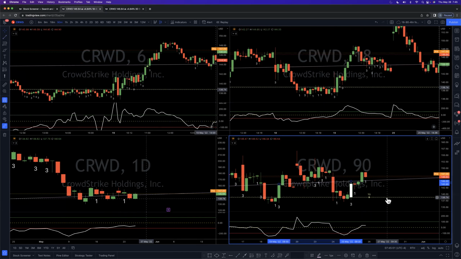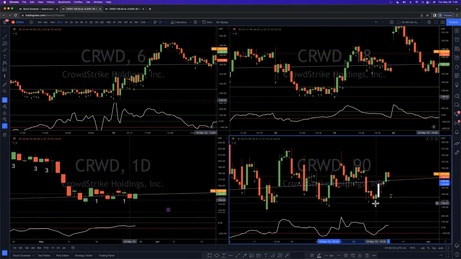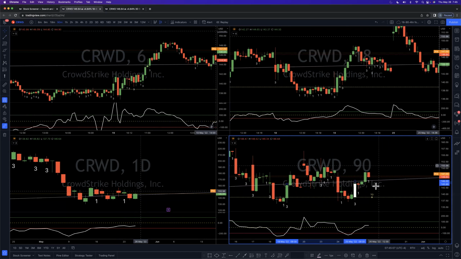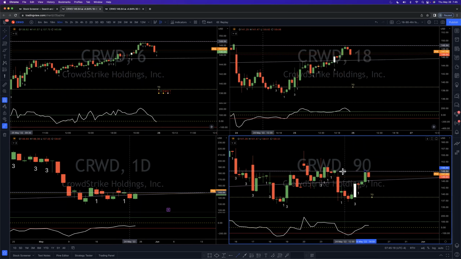So I'm going to draw this way. And so we definitely want price to go, if price is going to go higher, it's got to stay above this outside bar here. Okay. But then you have this to contend with.